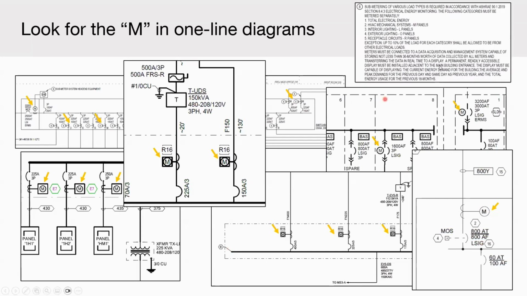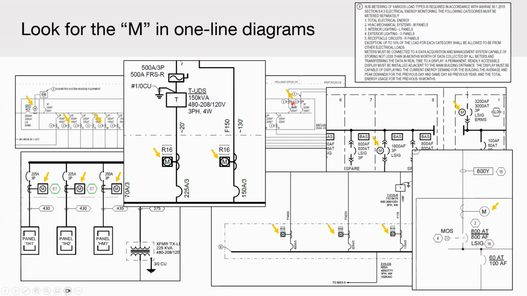And this is the type of sheet note that you might run into. This one's pretty typical. Submetering of the variable load types is required in accordance with ASHRAE 90.1, and then they just list the different load categories.